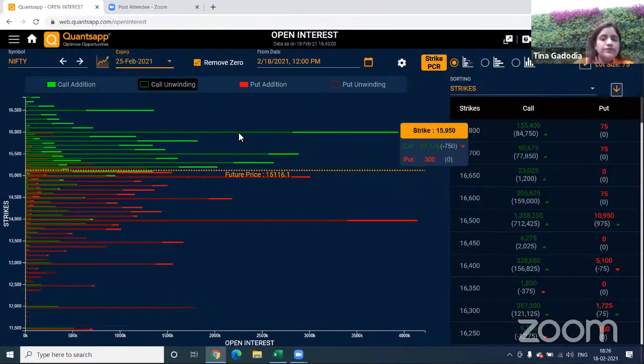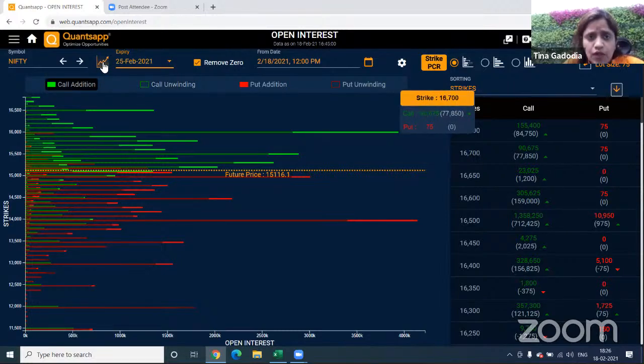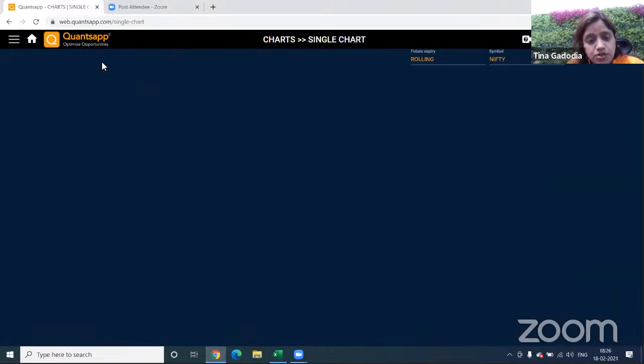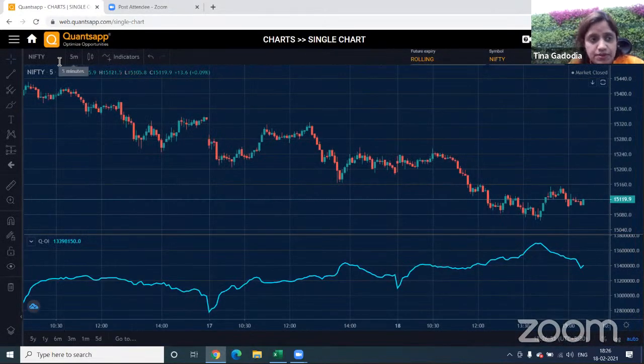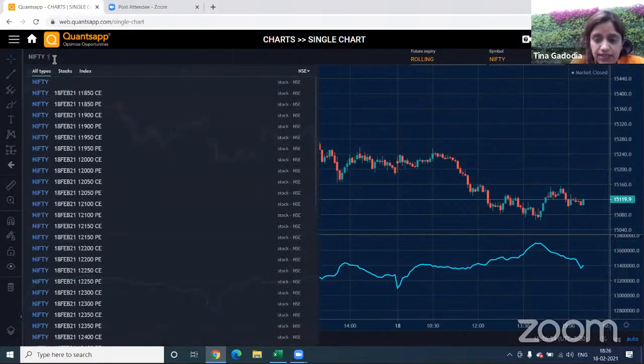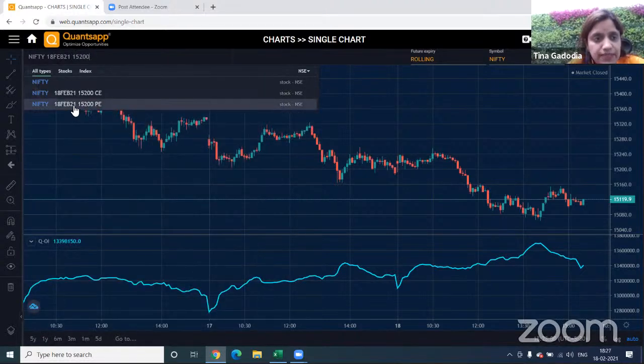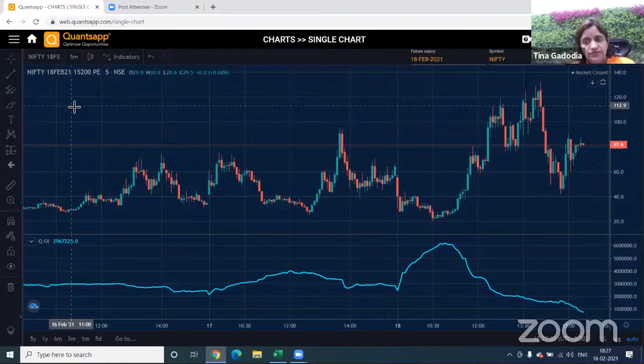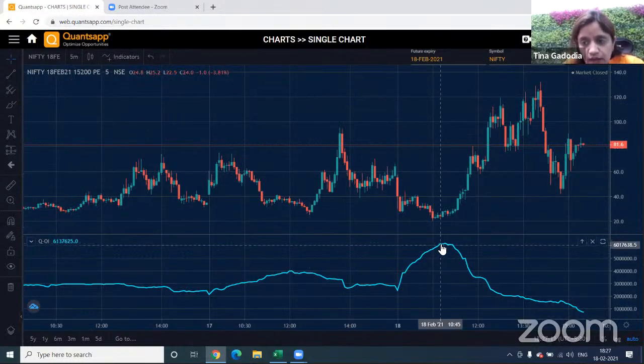Open interest as a tool is the most important thing when it comes to options trading. Now you can look at the charts of individual stocks also, stock options also, Nifty options. So say for instance, if I look at Nifty 18 Feb 21, I look at the 15,200 put. That was the highest put of the Nifty weekly expiry yesterday. So 15,200 and 15,300 was the range yesterday. Now, you had an OI of almost 62 lakhs. So if we have to see this, one sec.